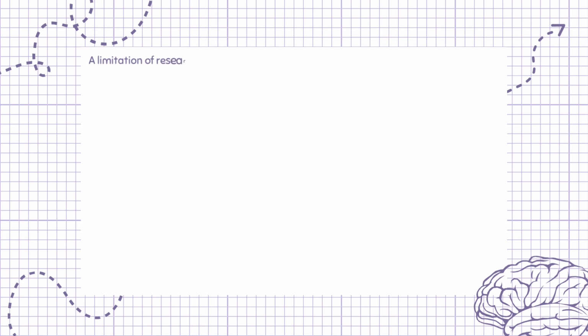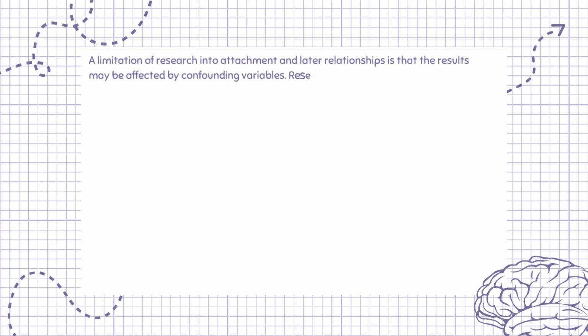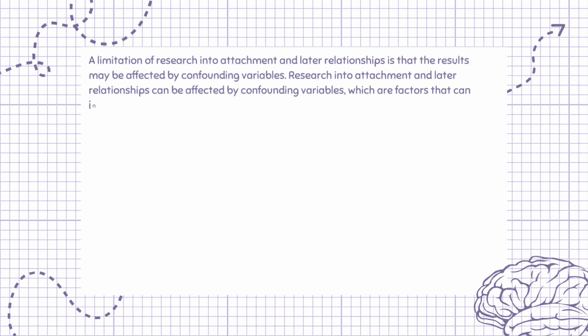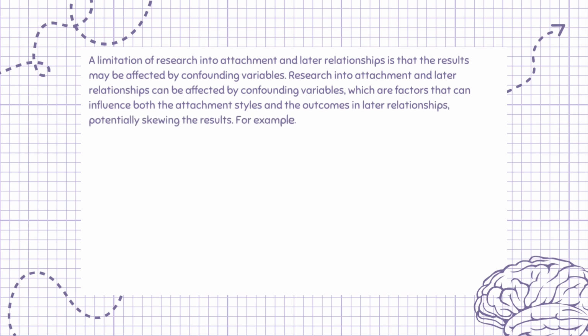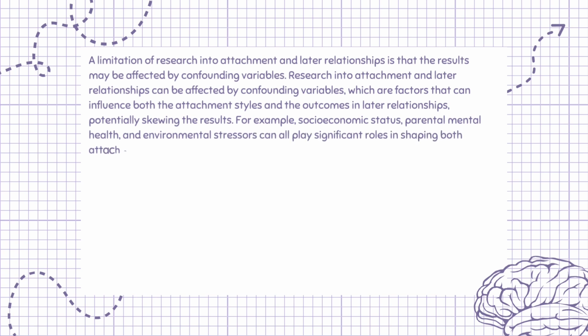A limitation of research into attachment and later relationships is that the results may be affected by confounding variables. Research into attachment and later relationships can be affected by confounding variables, which are factors that can influence both the attachment styles and the outcomes in later relationships, potentially skewing the results. For example, socioeconomic status, parental mental health, and environmental stresses can all play significant roles in shaping both attachment experiences in childhood and relationship dynamics in adulthood.